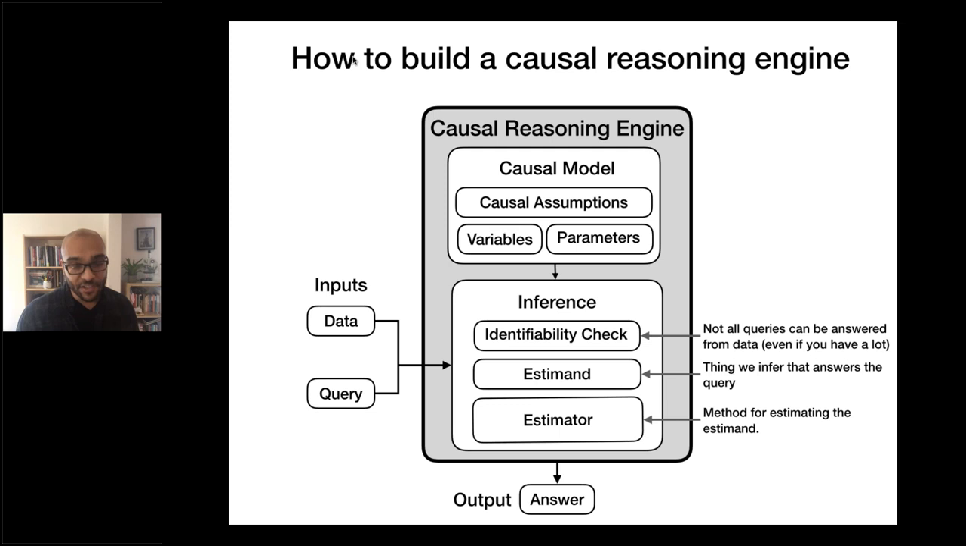This inference engine takes in two things. It takes in some data, and it takes in a query. And the query is a causal question that we want to know the answer to. The first thing we have to do is check whether or not this query is identifiable given the data. Identifiability is a concept from theoretical statistics. Oftentimes statisticians want to estimate some parameter, and they have to reason about whether or not a data set they have on hand is actually sufficient to identify it, that is, is it even possible mathematically to estimate the thing they're interested in?